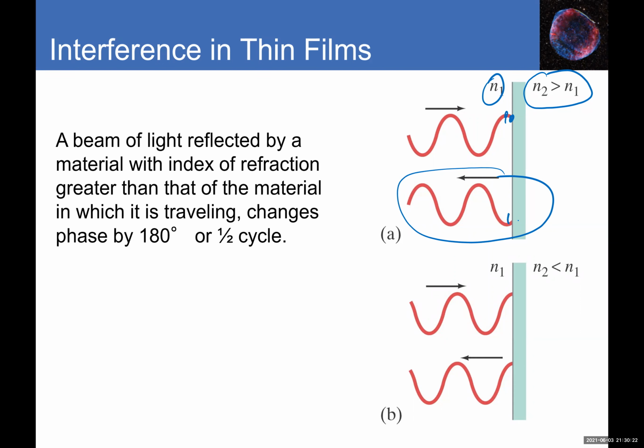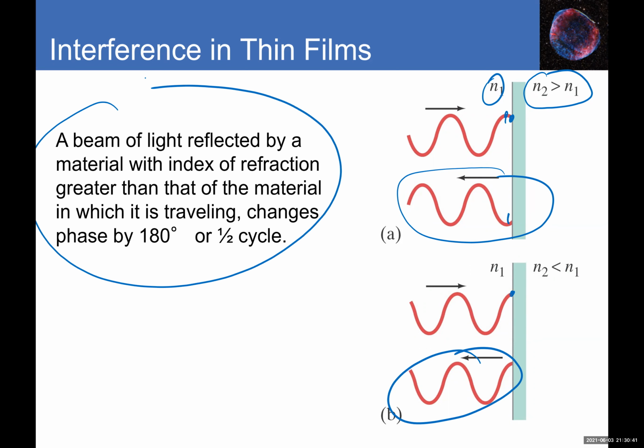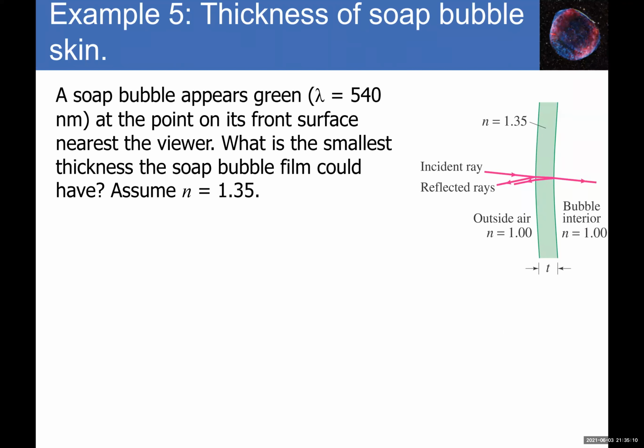But when incident light hits a boundary line where N2 is less than N1, for example from glass to air, then there is no phase change. That means the beam of light reflected by a material with index of refraction greater than that of the material in which it's traveling changes phase by 180 degrees, or half a cycle. All right, so let's look at this example here.